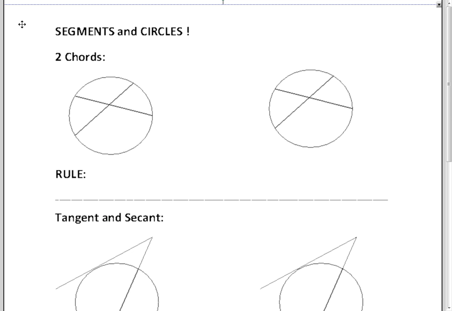For segments and circles, you'll notice that I called it segments and circles. On this page, write down: everything you're going to be seeing on here is a length, it's a distance. You've got to separate all of your angle knowledge and arc knowledge from this. We're not dealing in 180 degrees or 360 degrees. We're now looking at just lengths.